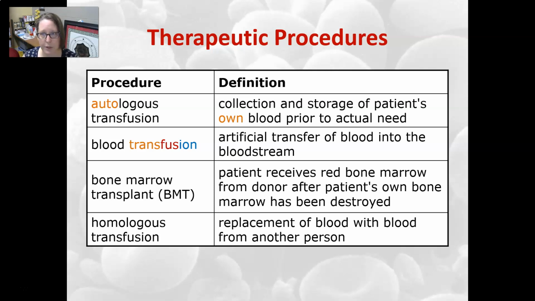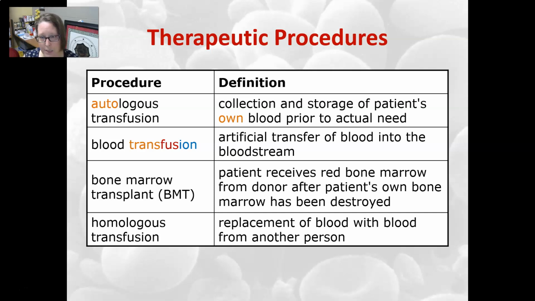Let's look at some therapeutic procedures. An autologous transfusion is a collection and storage of the patient's own blood prior to actual need. This is often done if you have a scheduled surgery and there's obviously enough time first, and you may go donate in the weeks leading to the surgery, and then they can save, keep that blood for you in case you need it.